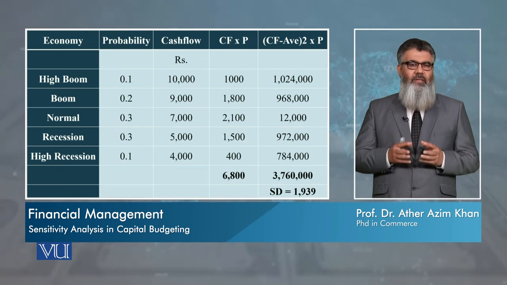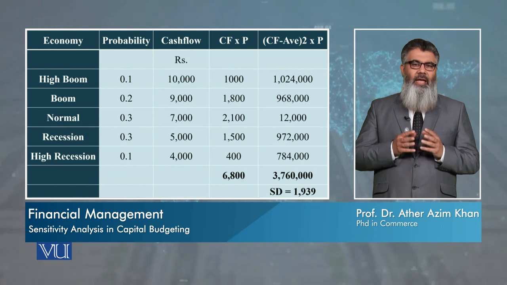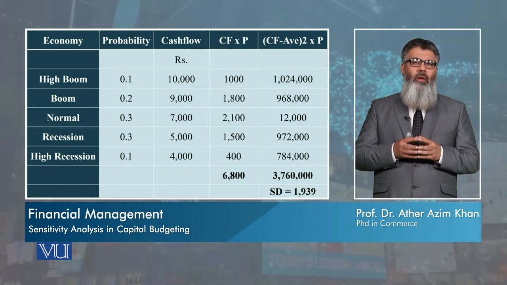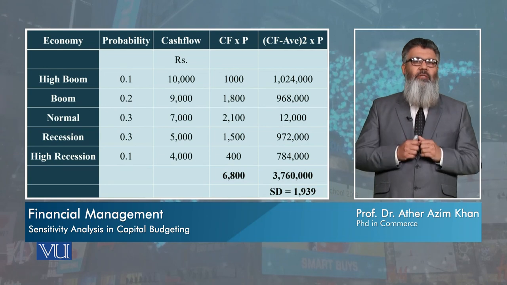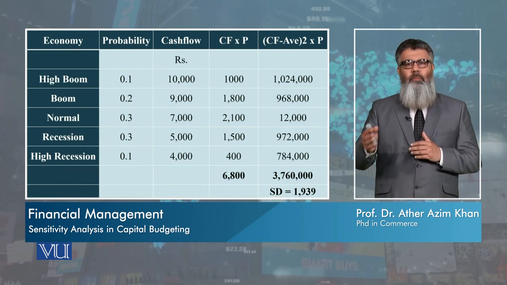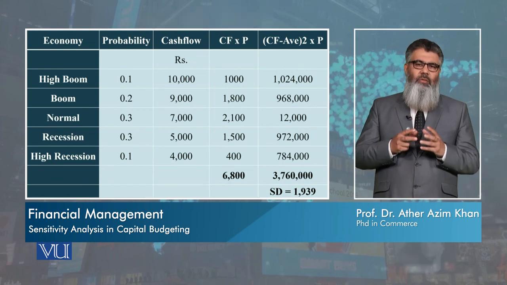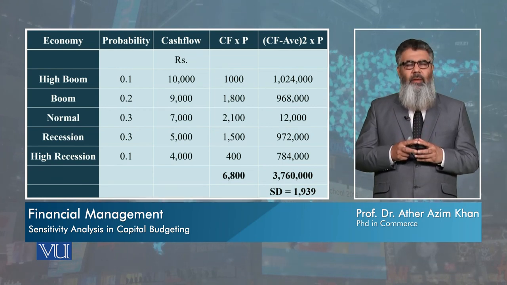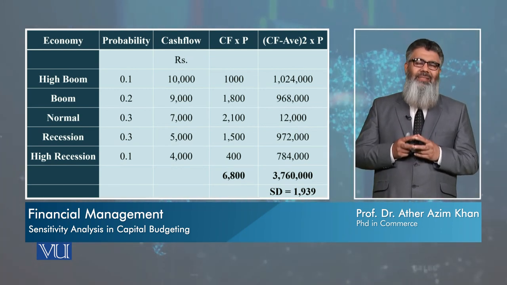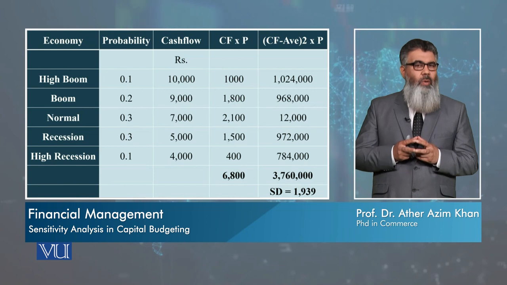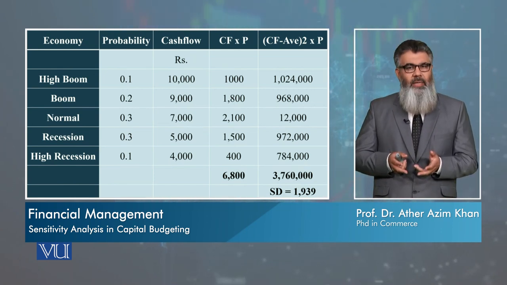When we add them up, we get an expected or an average cash flow of this project in all these possible states of economy. Yani high boom se leke high recession tak agar koi bhi economic state ho hamare paas, to usme hum expect kar rahe hain ki hamara average cash flow 6,800 hoga. And this is by considering their individual probabilities.